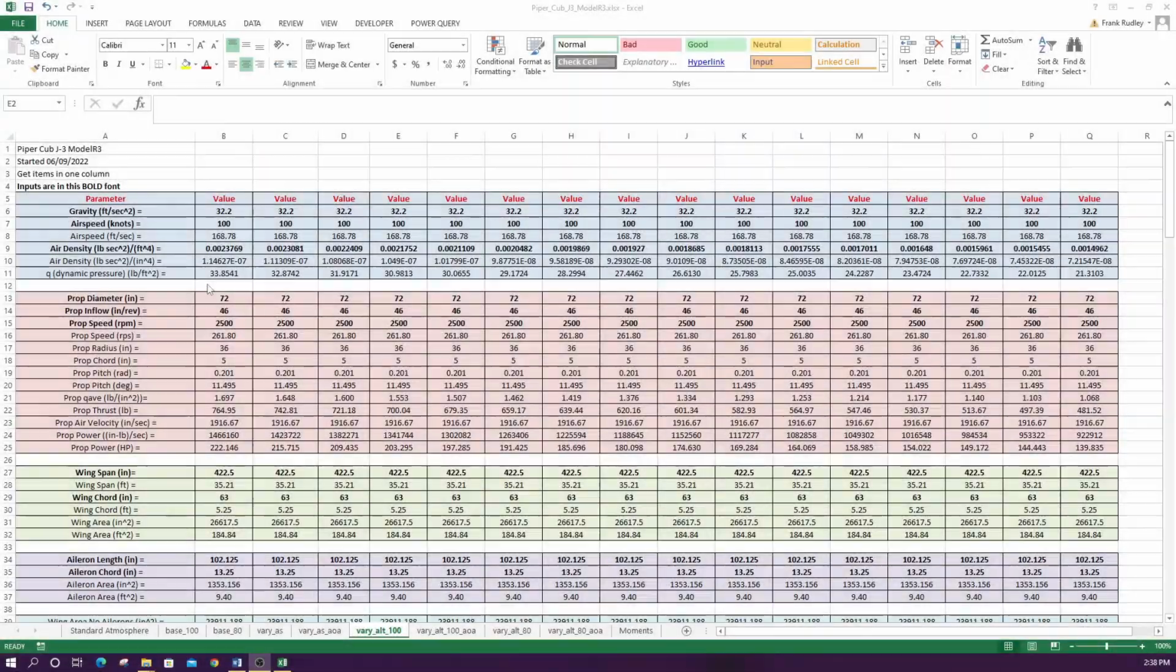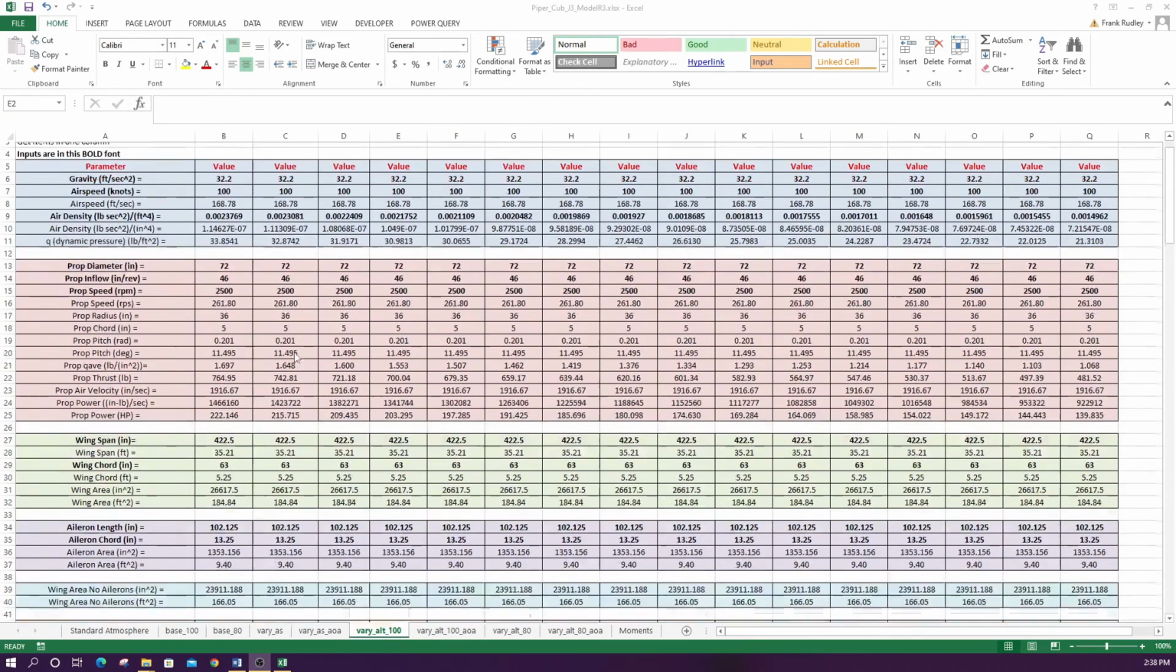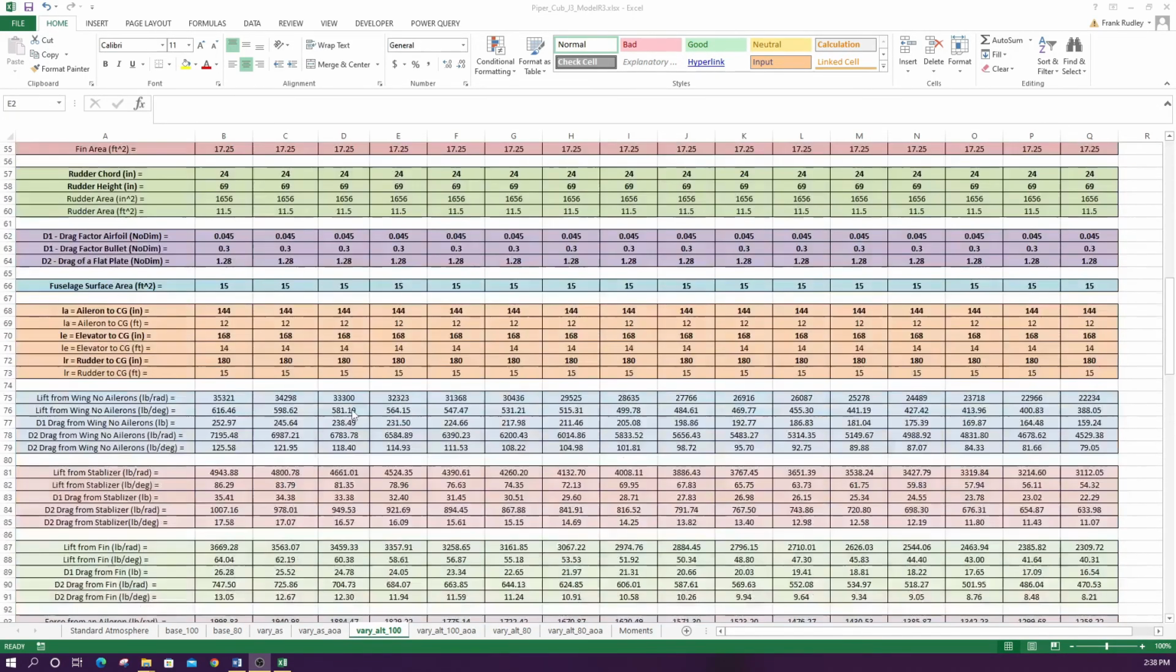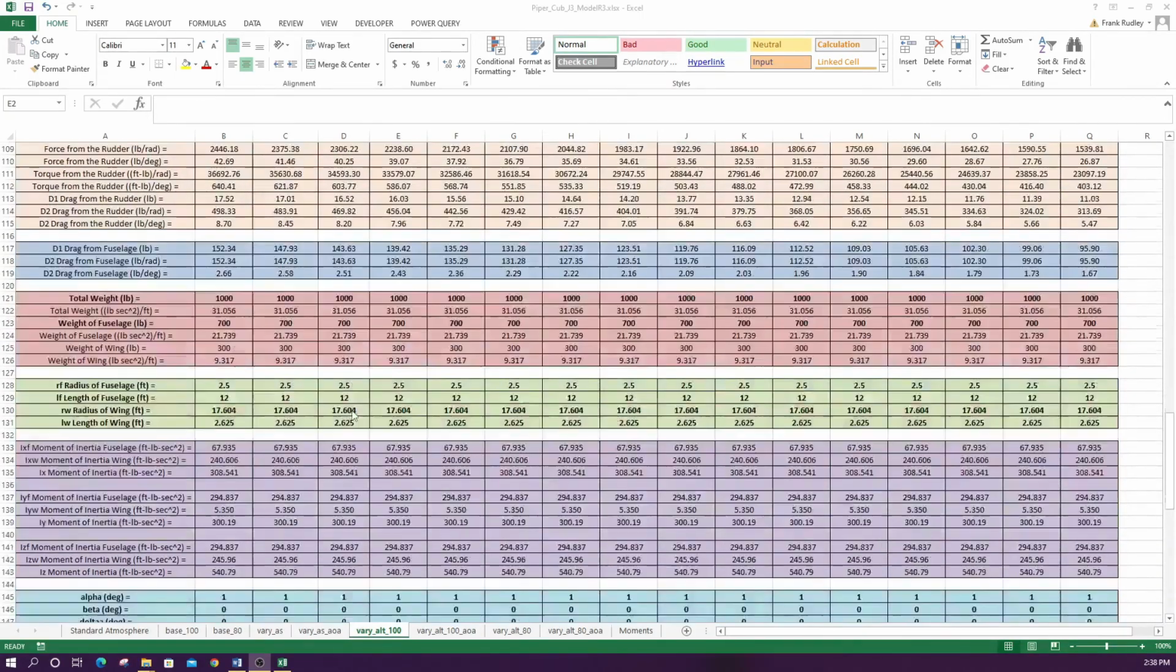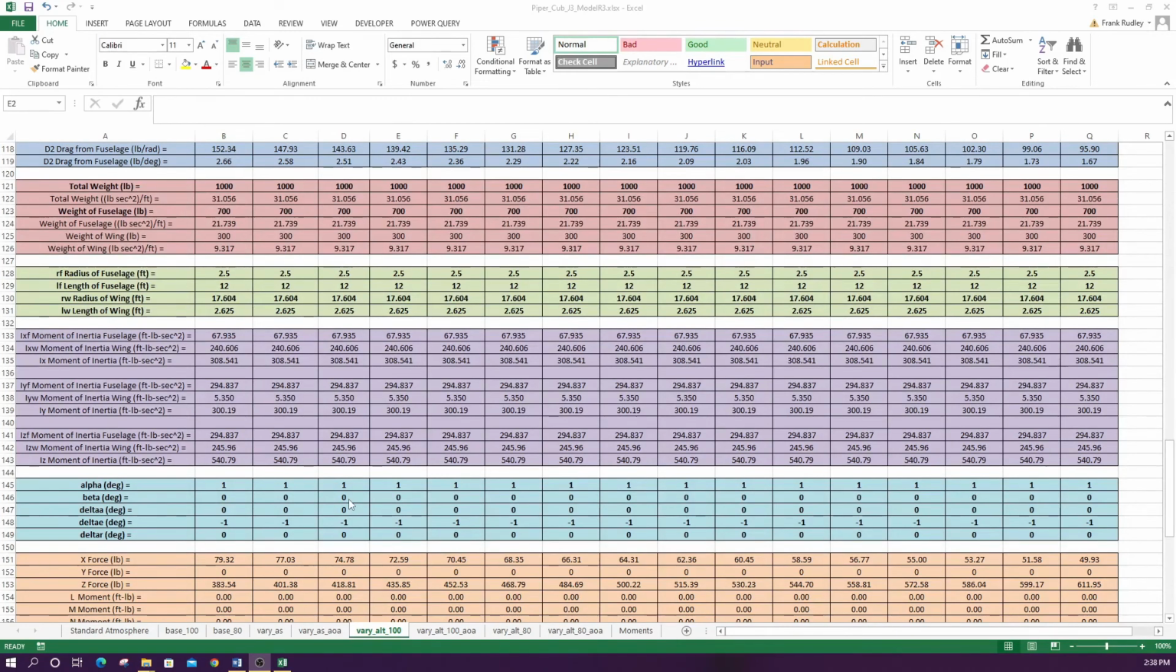Some other things I did is I varied the altitude at 100 knots. Over here, I believe it was one fixed angle of attack. My angle of attack was still 1. So I always have a 1 in alpha and a -1 in the elevator to cancel out the effect from the elevator.